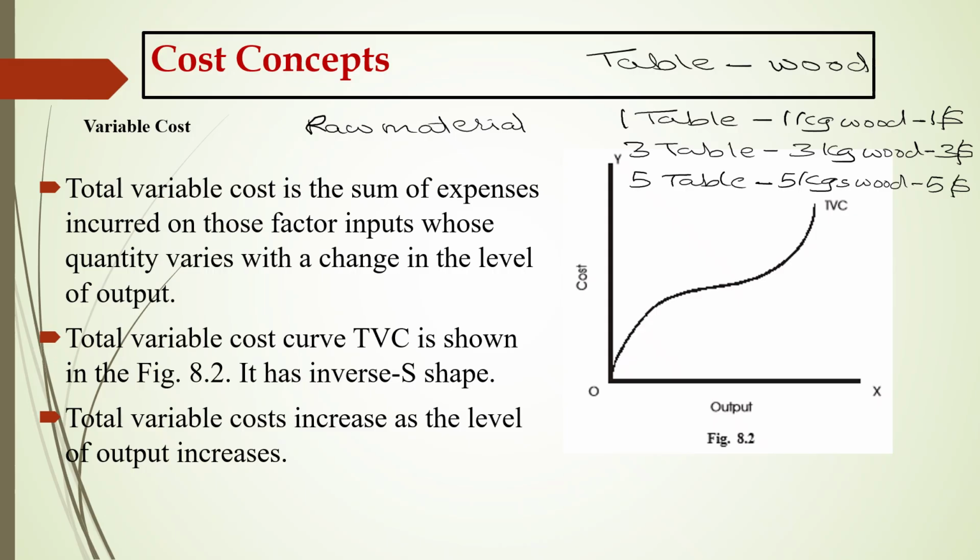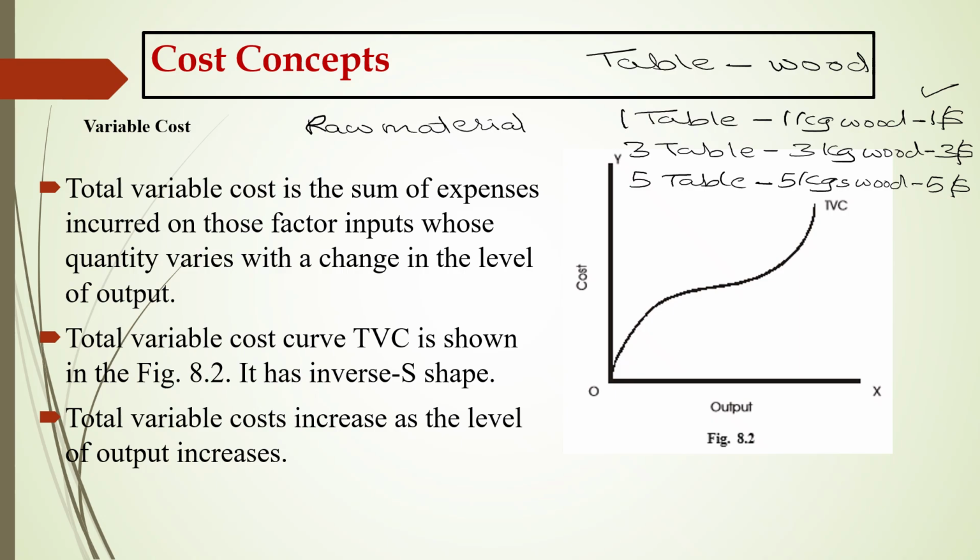So here you can see my variable cost. If I make 1 table, my variable cost is $1. If I make 3 tables, variable cost is $3. If I make 5 tables, my variable cost is $5. So if I produce more product, the variable cost will be more. When you produce less product, the variable cost will be less. If I make 0 tables, I need 0 wood, there will be 0 variable cost.